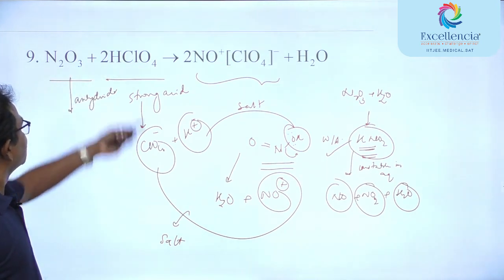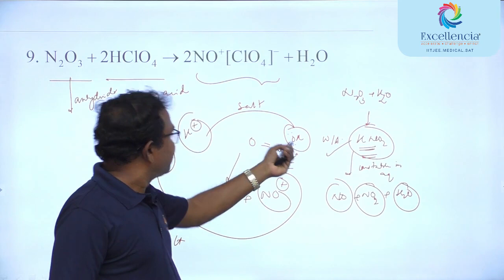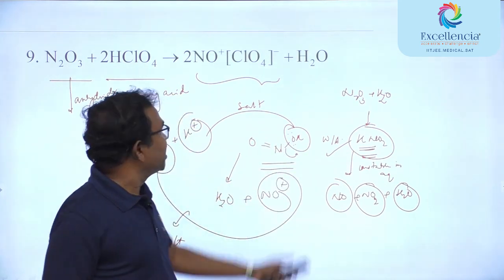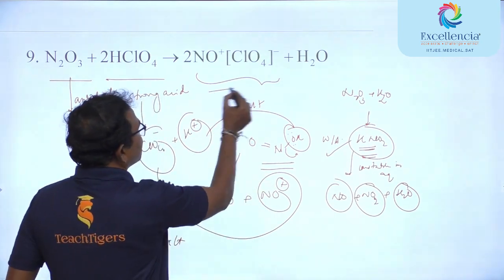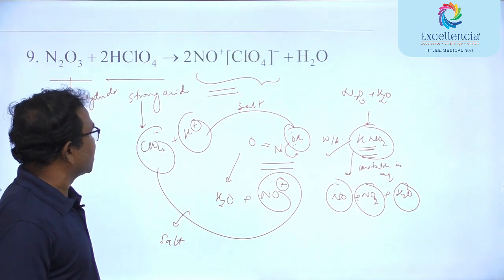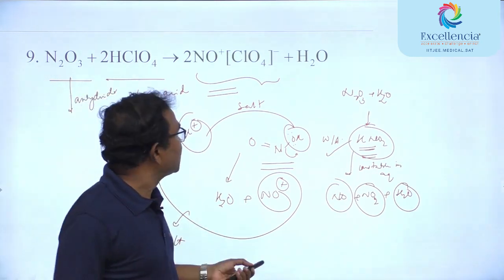So here again, a strong acid is protonating the weak acid, and thereby it is forcing it to act as a base, and that is how NO plus is generated, and ultimately you have a salt. A salt. So 2 nitrogens, obviously this is the case. 2 moles. That's it.